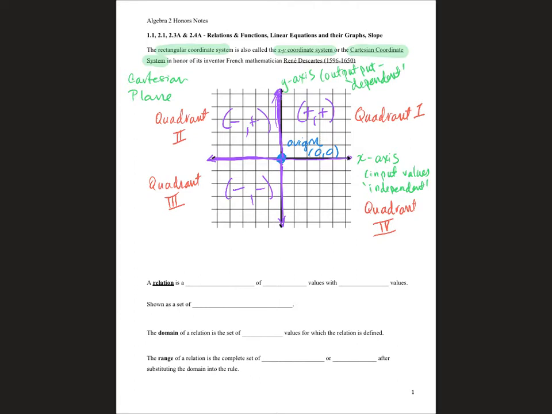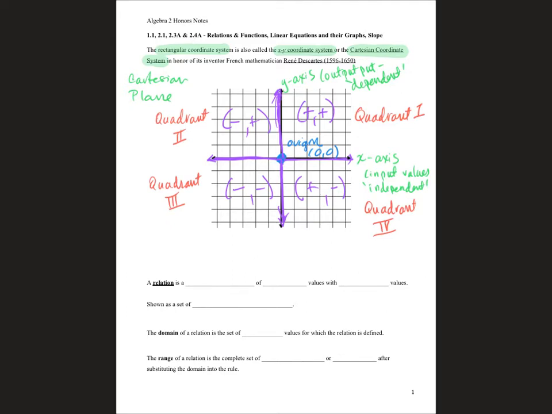And last but not least, in quadrant 4, what are we going to have? X's are going to be in the positive direction, but y's are going to be in the negative direction. So I could plot points given an x and a y value, and depending on those signs, I know where to place them on the Cartesian plane.